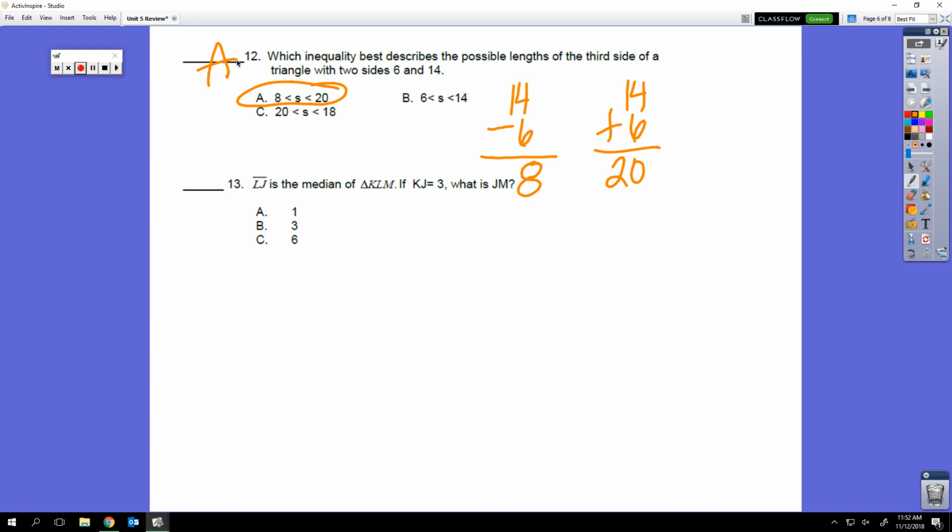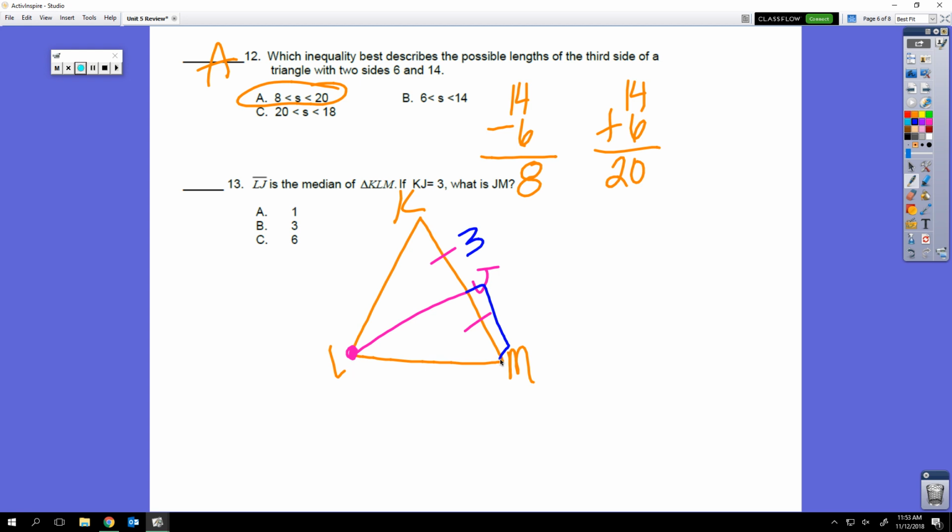Number 13, LJ is the median of triangle KLM. Okay, you do not see a triangle, so make sure that you draw it. So I have KLM, and they're telling me that I have median LJ. So I'm going to come from L, I'm going to go to the opposite side, and that's going to be J. And if it's a median, that means those two pieces are equal. Okay, and they are telling me that KJ is 3. They want me to find JM. Okay, so if KJ is 3, then JM must also be 3. That's what median means. It means they're going to be equal.